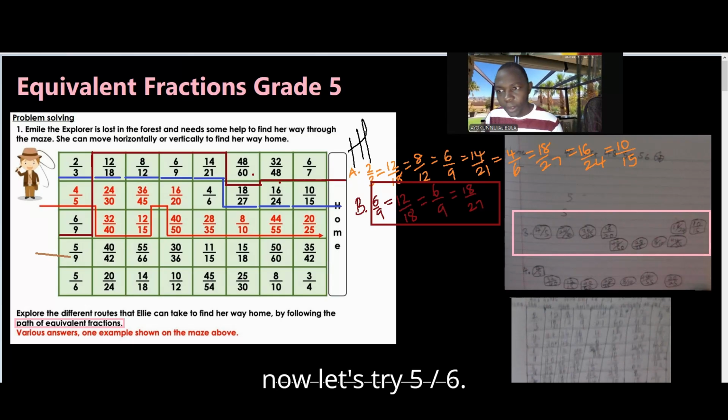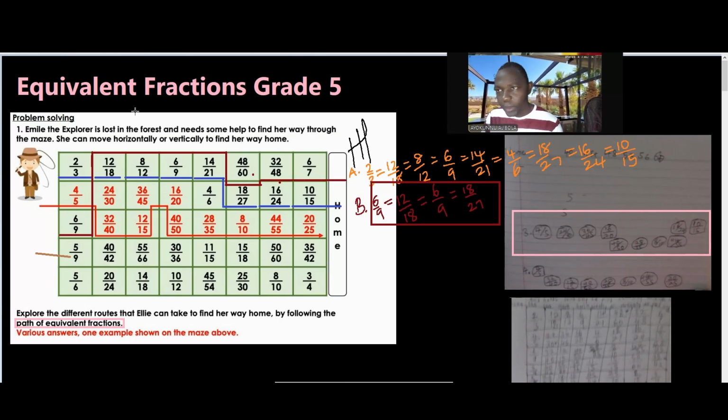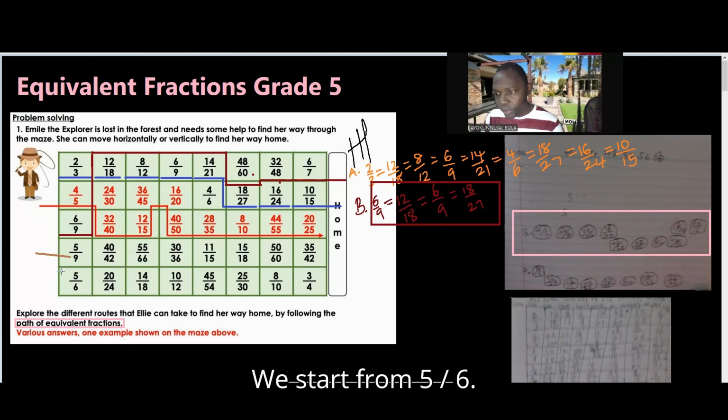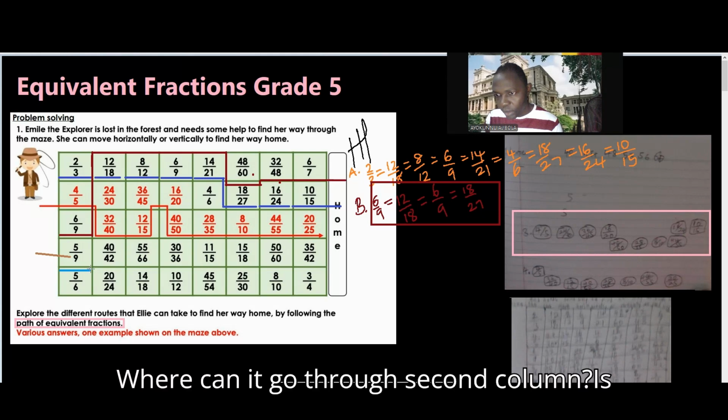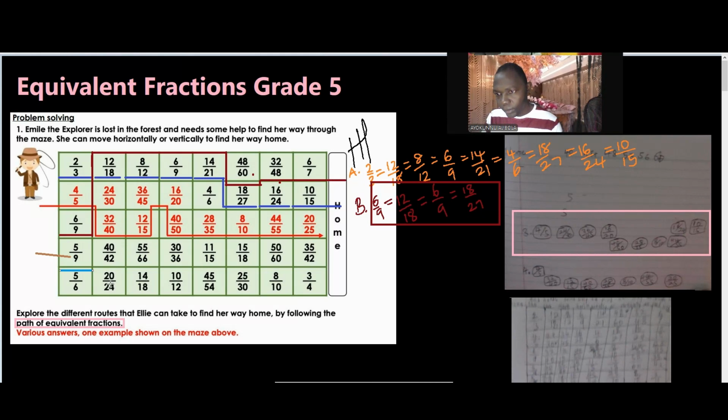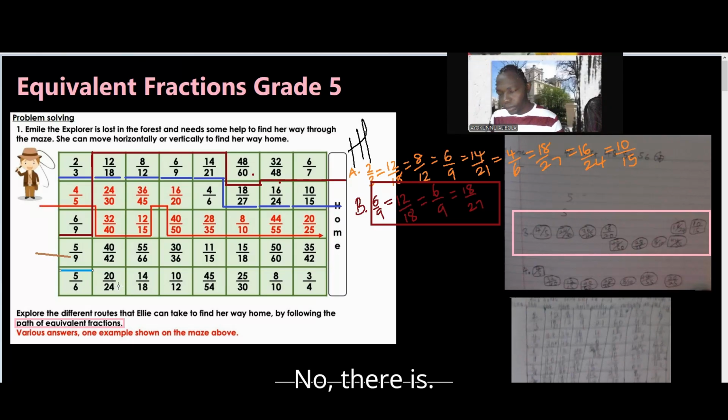Okay, now let's try 5 over 6. If we start from 5 over 6, where can it go through? Second column, is there 5 over 6? No. There is.